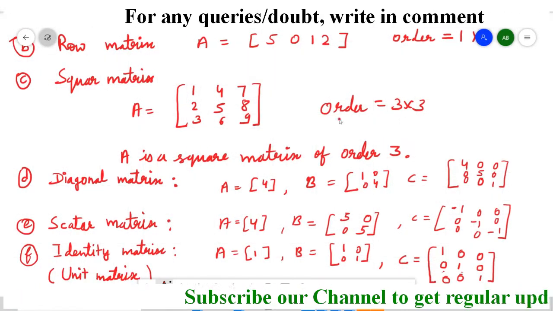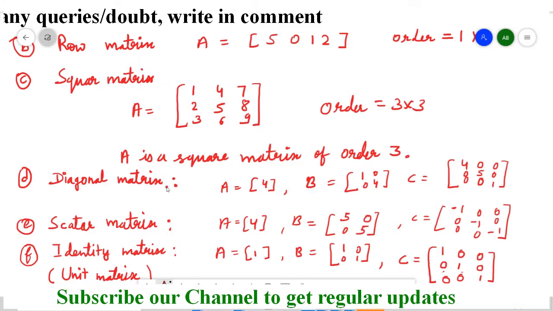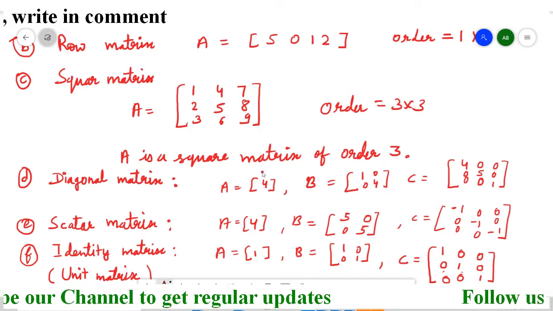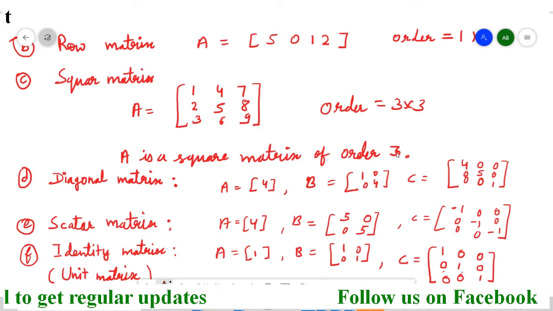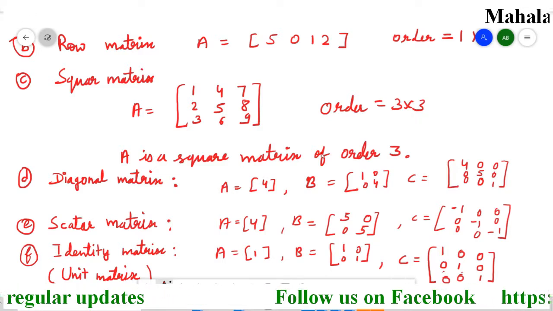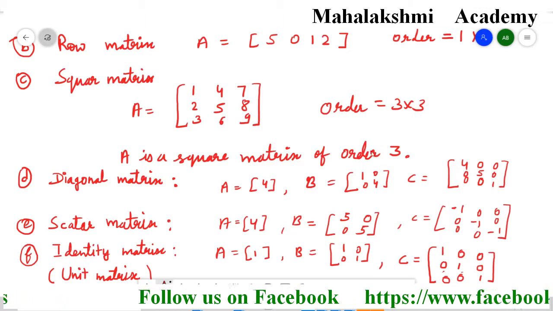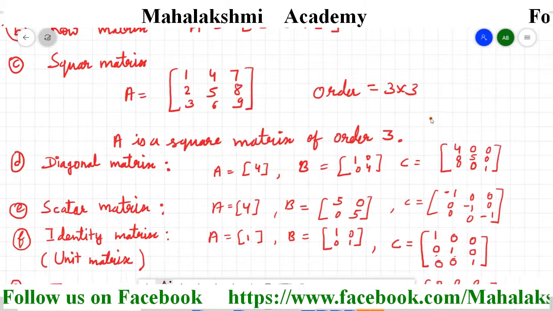In short, for a square matrix the order we can write as 3 by 3, but we can also write it like this: A is a square matrix of order 3. So a square matrix of order 3 means 3 by 3, 3 rows and 3 columns. In short we used to write like this only. Order 3 means a square matrix which has 3 rows and 3 columns.